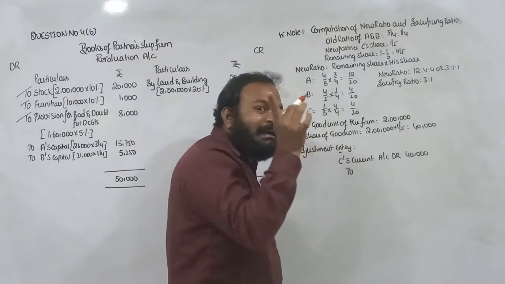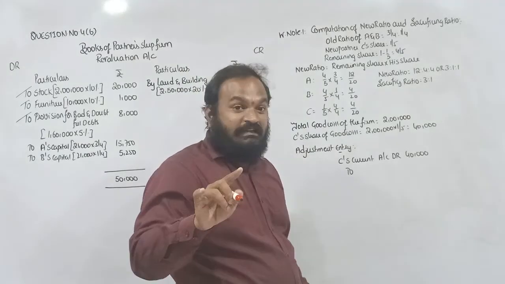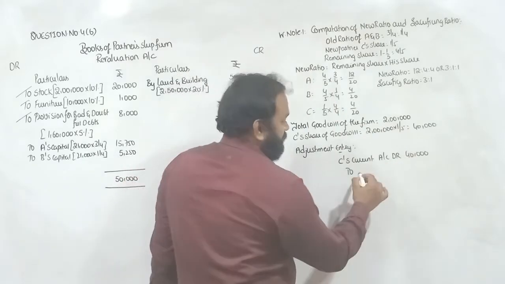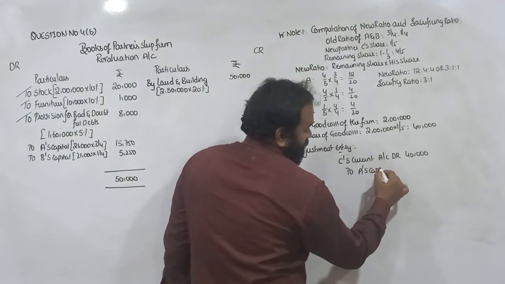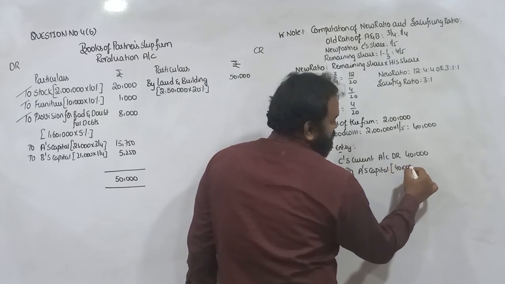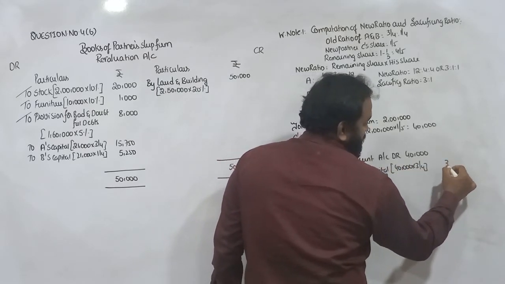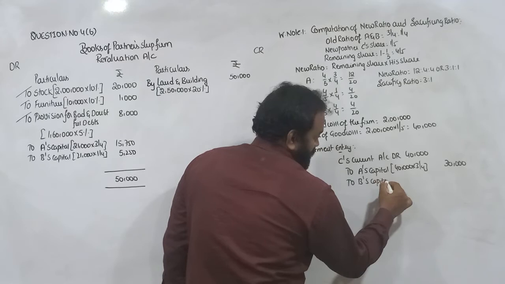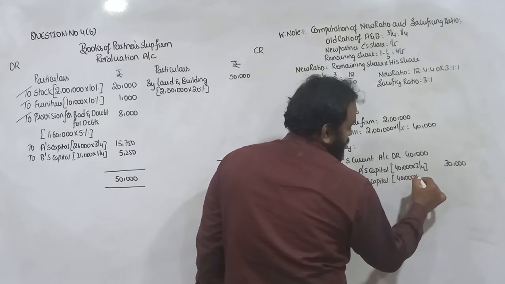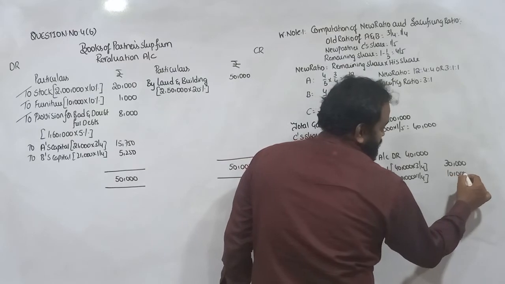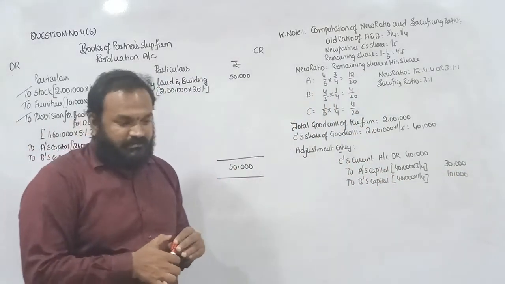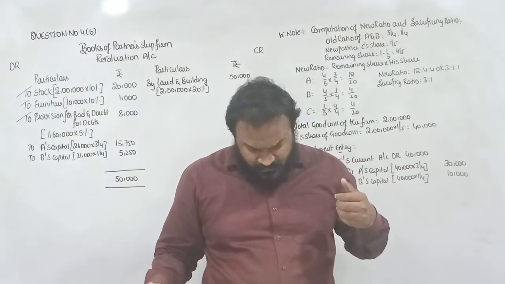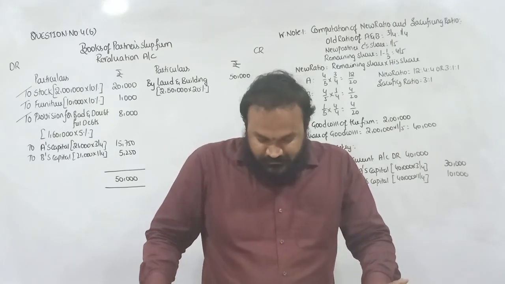To, don't write A's current account, A's capital account. A's capital and B's capital, adjustment should be made through C's current account. To A's capital 40,000 into 3 by 4, it's 30,000. To B's capital 40,000 into 1 by 4, it's 10,000. Adjustment entry is recorded for goodwill. Now it's a simple task for us, right, to prepare capital accounts.